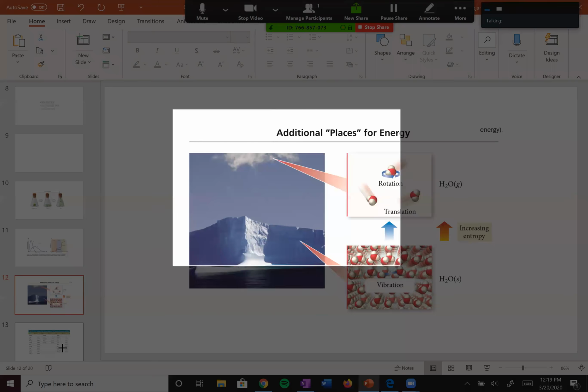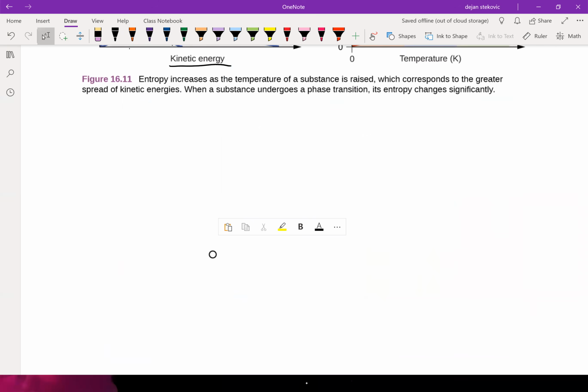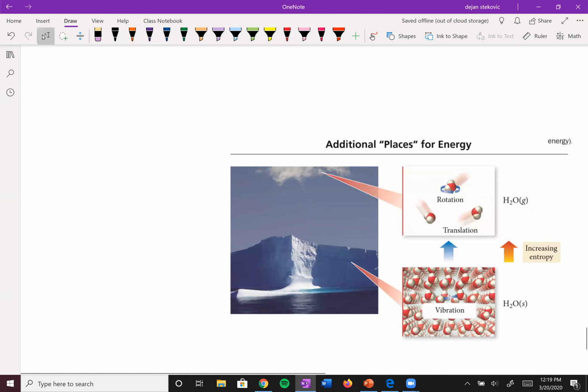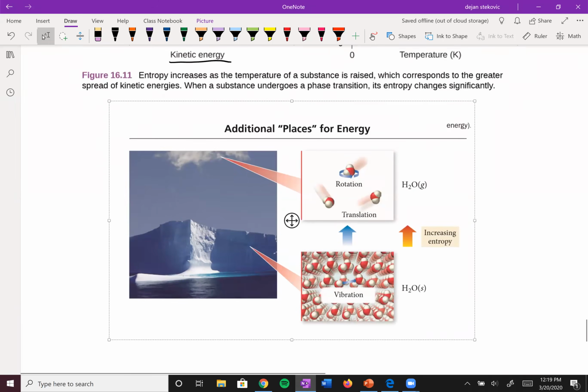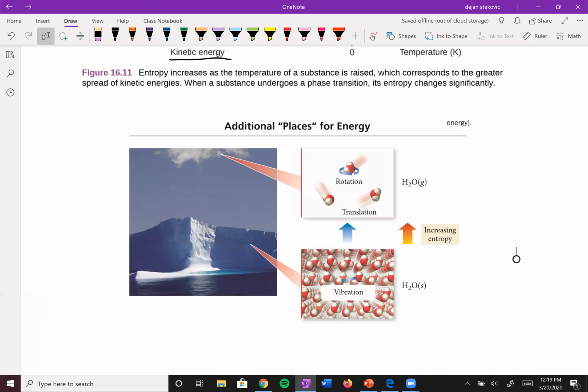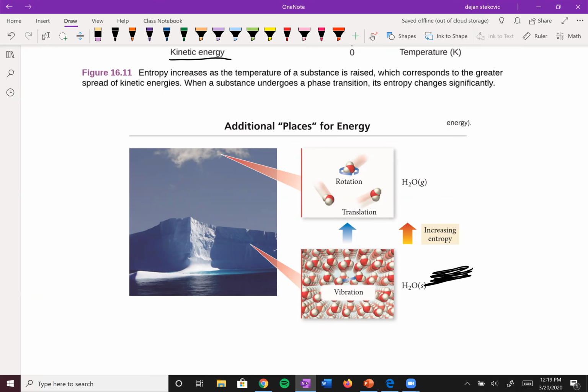This picture right here is a really good description of another reason why phase changes have a large increase in entropy. You can think about this phase change as gaining additional places for this energy to be. For example, in this solid right here, all these molecules can do is vibrate back and forth. That's the only way they can disperse their energy. Whereas gases over here can have translational motion, so they can move around and disperse energy that way, and they can rotate, they can spin around, and disperse energy that way as well.